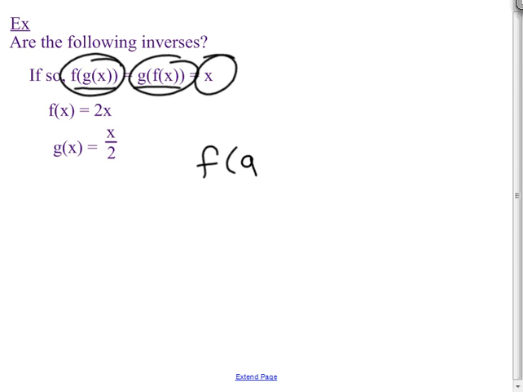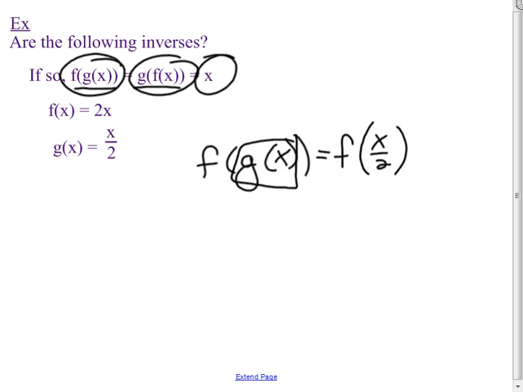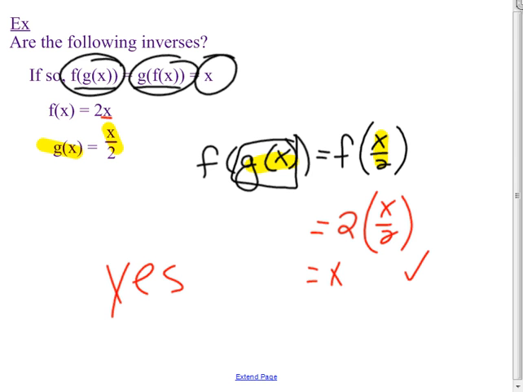So let's pick f of g of x, no particular reason. Now you have to remember composites. G of x is x over 2. So this is f of, instead of g of x, it's now x over 2. Because g of x equals x over 2. So I just substituted that in place of it. Now it's f of that. So in my f equation, where there's an x, I put x over 2. So that's 2 times x over 2. When I multiply it, I get x. Since I get x, these are inverses. So the answer to this is yes.